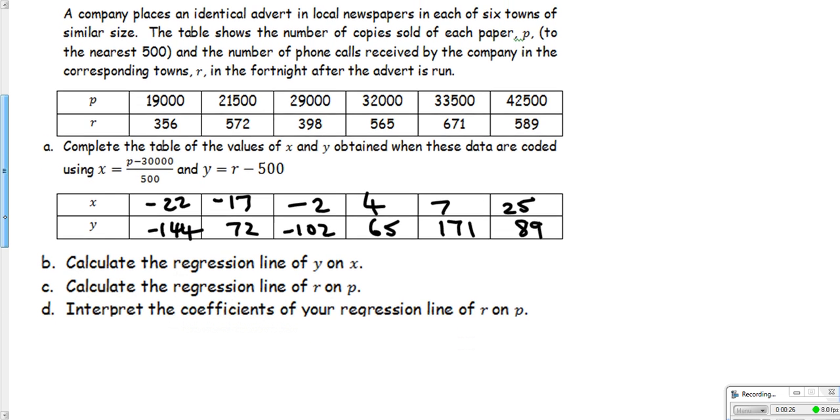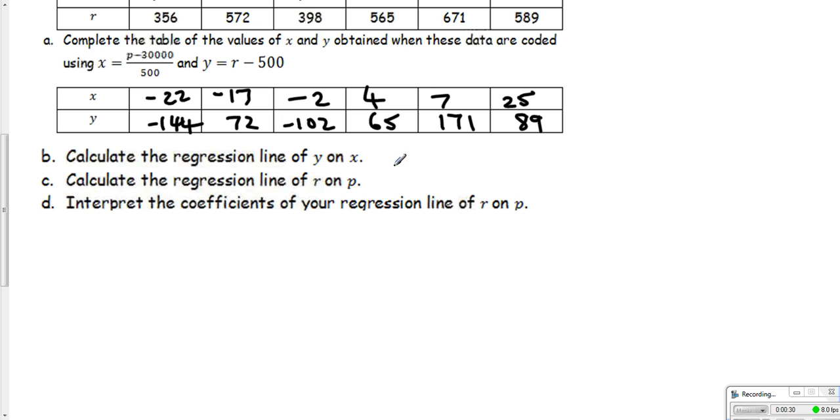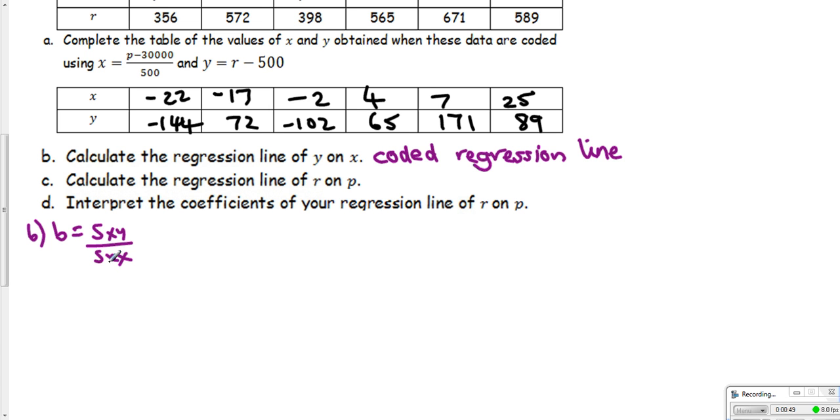Part B asks us to calculate the regression line of y on x. Now that actually means that it's a coded regression line. Now unlike with a correlation coefficient, we do have to decode it at the end. So we start off as usual by working out b, which is Sxy over Sxx.